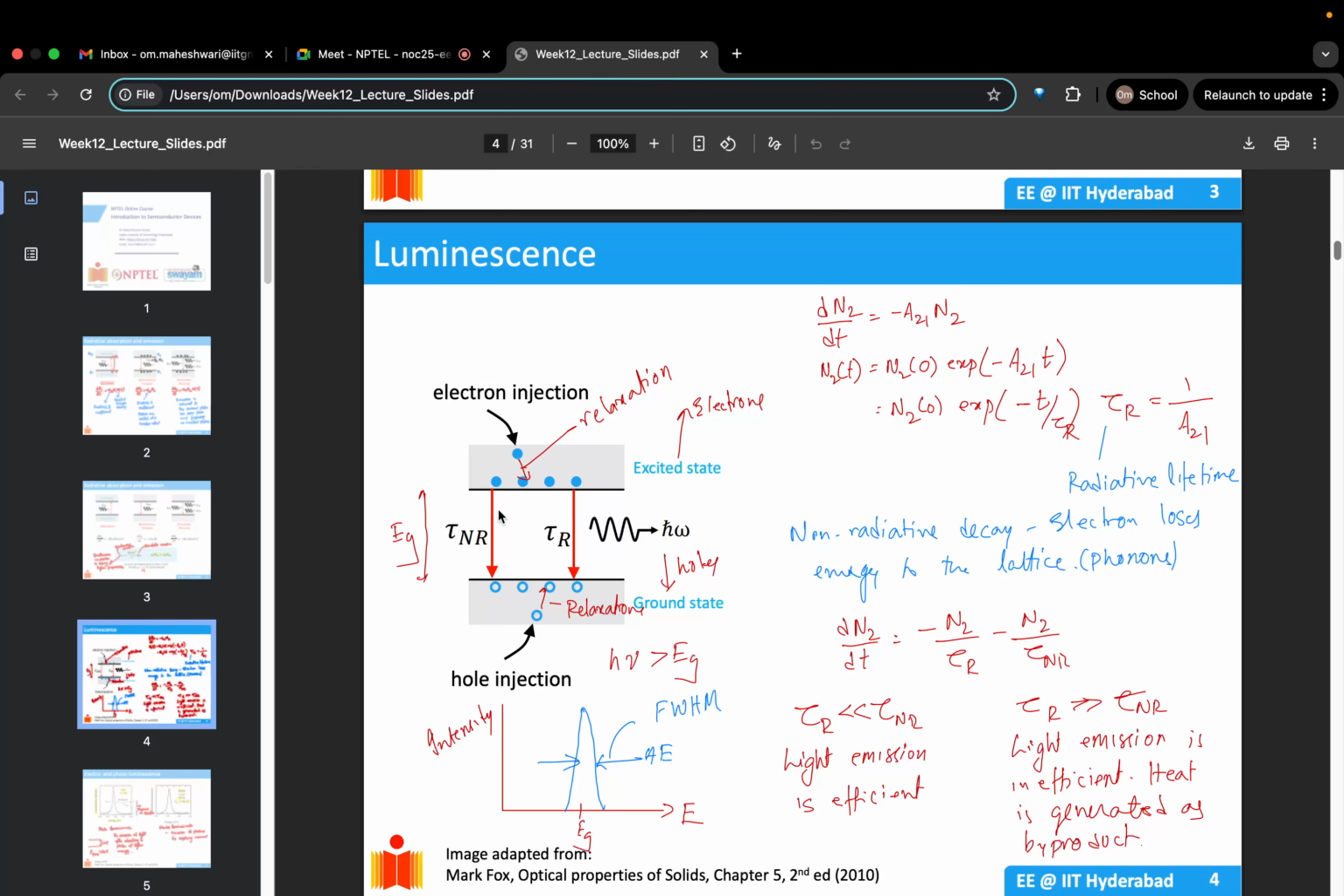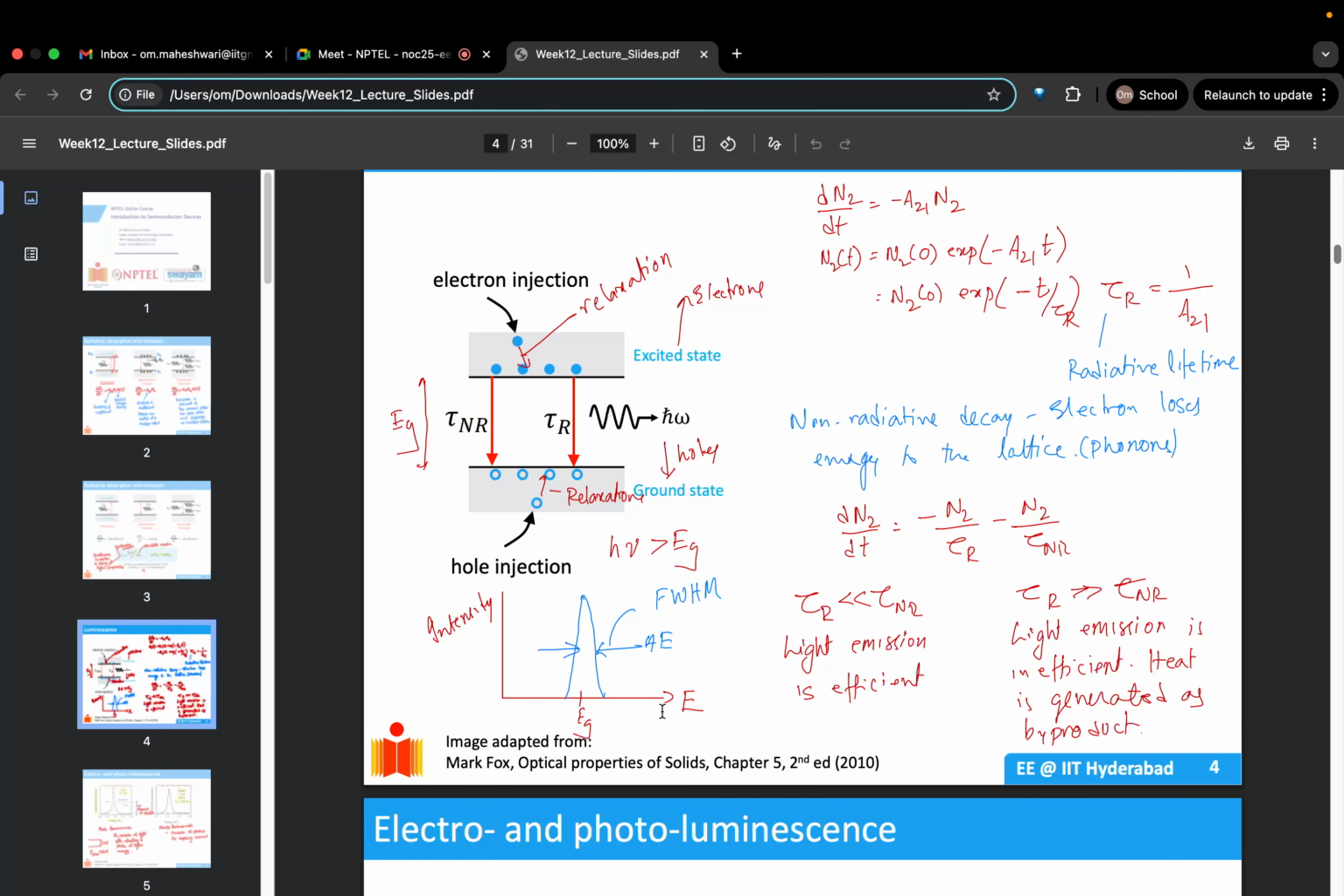So luminescence means the emission of light energy. The emissions can be non-radiative or radiative. The radiative ones are luminescent. In non-radiative decay, the electron loses energy to the lattice in the form of phonons. In radiative decay, we get photons as output, so these radiative emissions are used in LEDs or lasers.